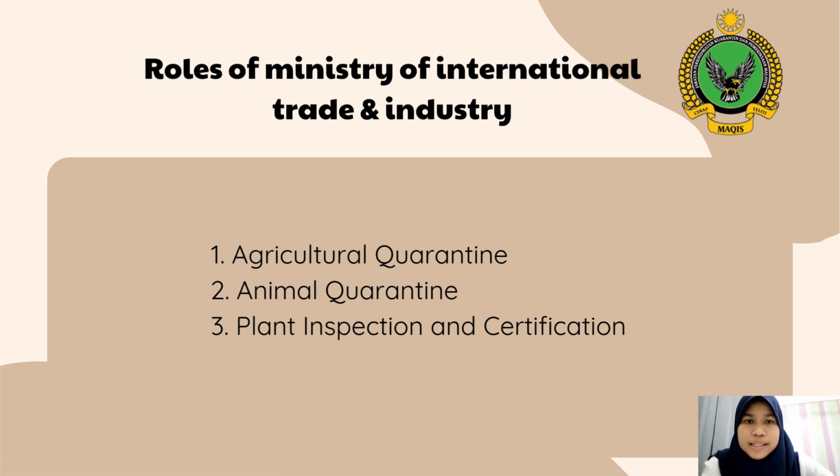So MAKIS is responsible for preventing the entry and spread of pests and diseases that could harm Malaysian agriculture and natural resources. They enforce quarantine regulations for import and export agriculture products, including plants, fruit, vegetables, seeds, grains, and plant-based products. So second is animal quarantine.